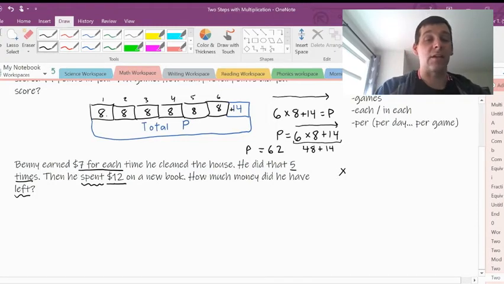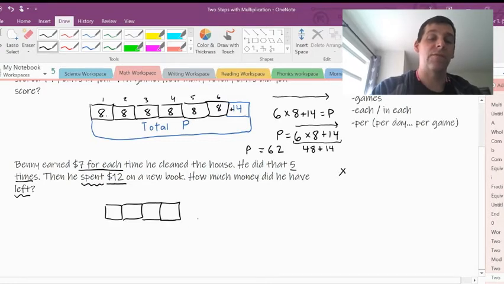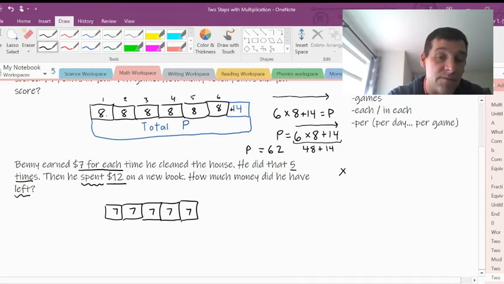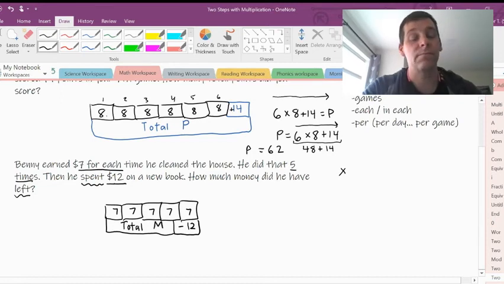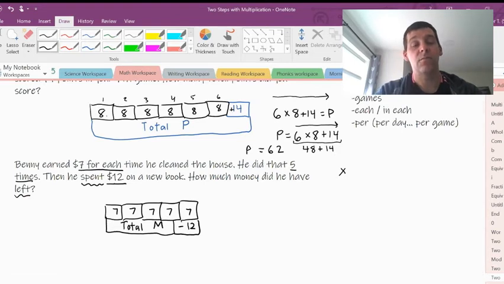So when I make this here, I could do it a couple of ways. Again, I could do my 5 times with 7 in each. 1, 2, 3, 4, 5. Got 7 in each one. Okay. And then here, I'm going to take away 12. I'm going to make this a minus 12. And that gets me my total, which is going to be my money, M. We'll make it M. Okay. What do you think your equation would be for this problem?